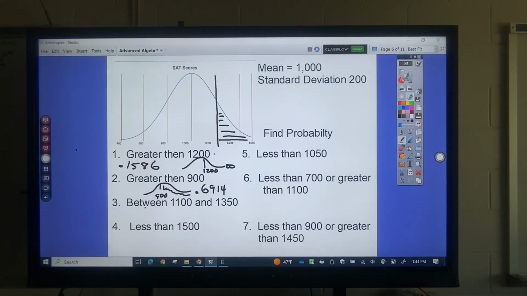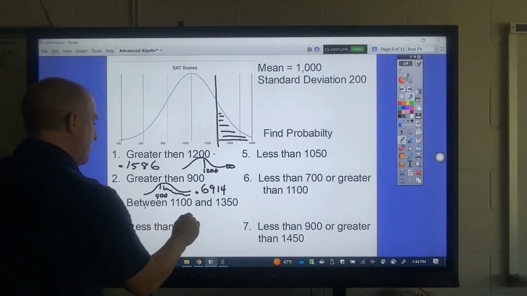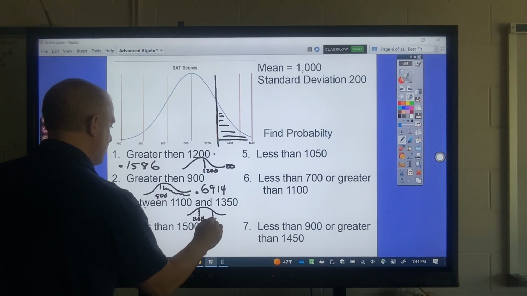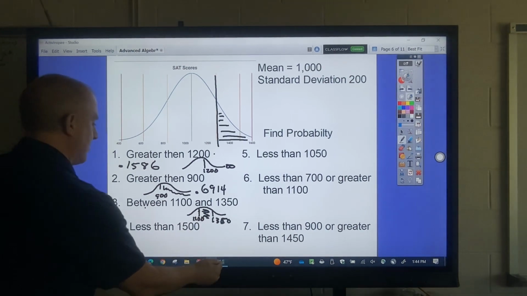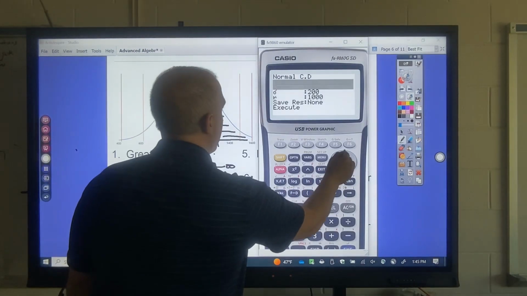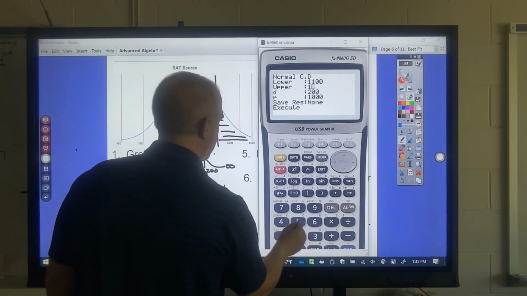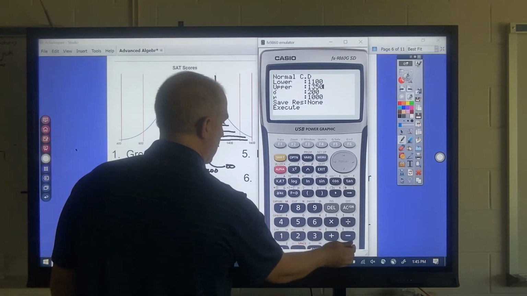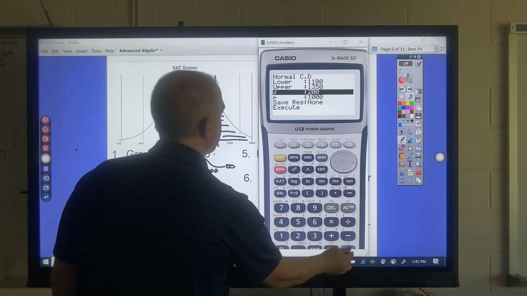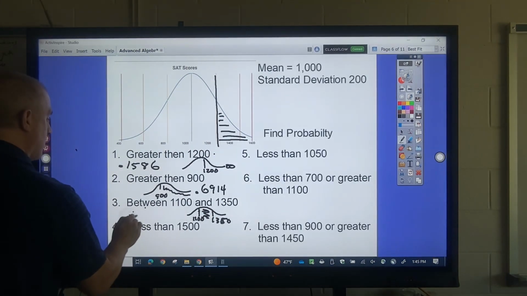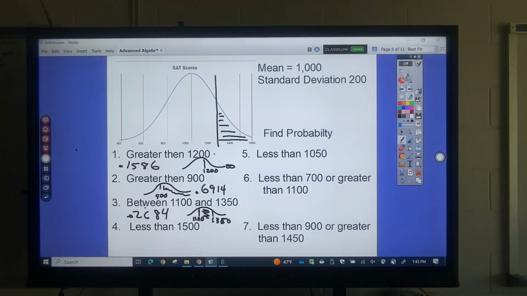Okay. Now, between 1,100 and 1,350. So what that's going to be, between those, would be that amount. So when I go back in now, my lower amount is 1,100, my upper amount is 1,350. Same standard deviation, same mean. 0.2684 would be the probability that somebody's SAT falls in that range.